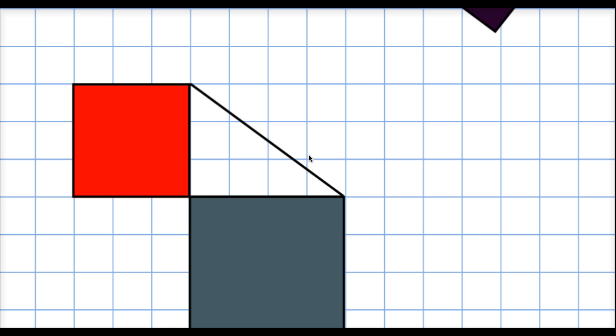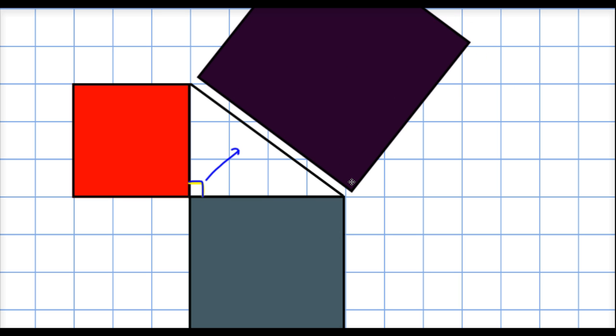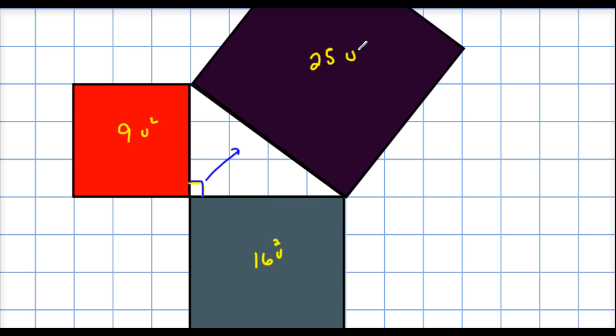And then you're using this length here, which is opposite your 90-degree angle. So these two legs make a 90-degree angle, and opposite that right angle is called the hypotenuse. So this is my hypotenuse here, and if I create a square here, I'll have these 3 squares. Now what the Pythagorean Theorem says is that the sum of the squares on the two legs, 9 units squared and 16 units squared, is going to equal the square on the hypotenuse. So this will equal 25 units squared.